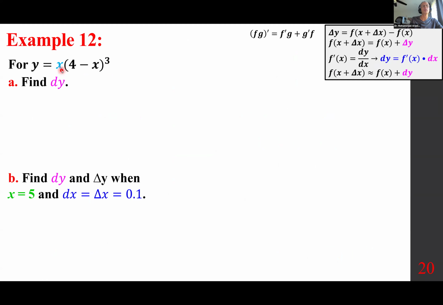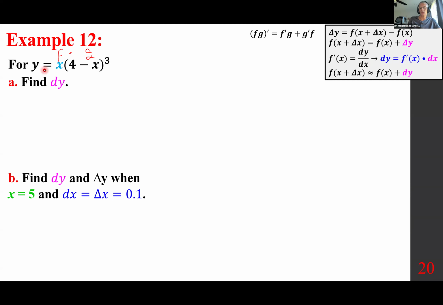For y equals x times (4 minus x) quantity cubed, find dy. To do so, we notice that this is going to use the product rule. We are going to call this f, and we call this g, and it's f prime g plus g prime f. In other words, completely ignore dy for now. Find f prime of x, everybody, or y prime.